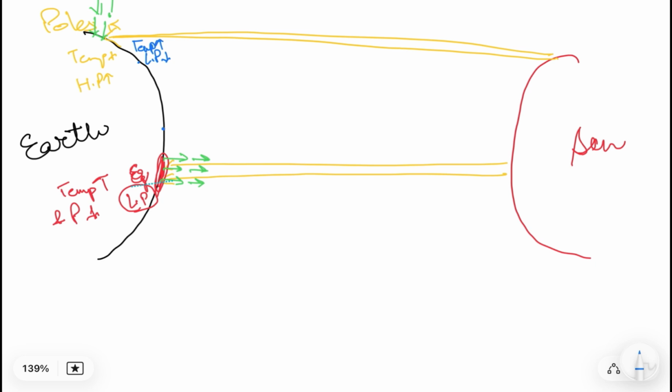At approximately 30 degrees, the pressure will be high as compared to the equator, and the temperature will be low. So this is a high pressure zone and this is a low pressure zone.